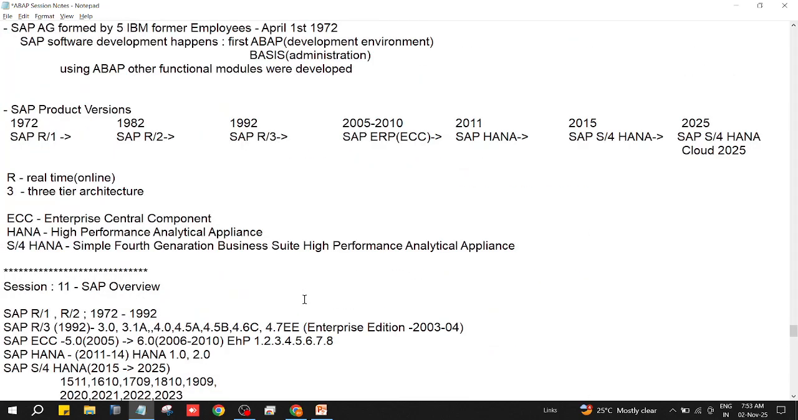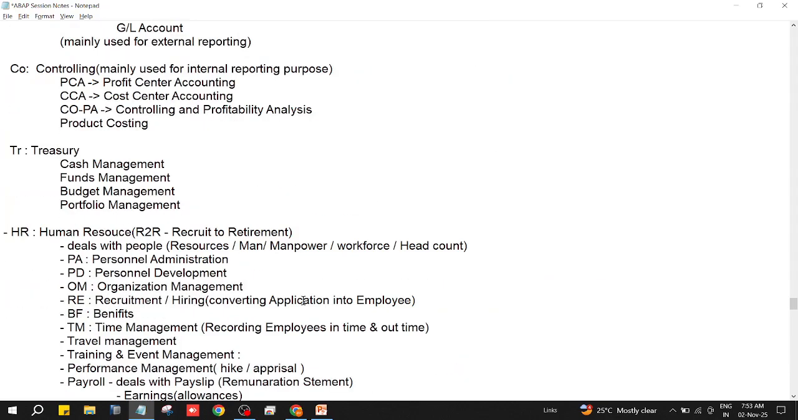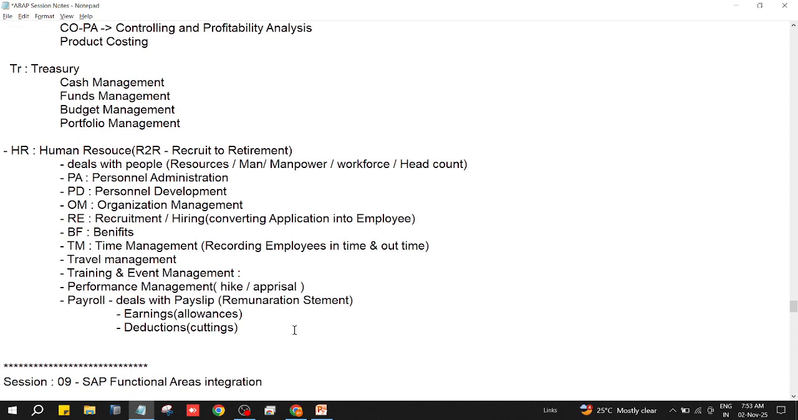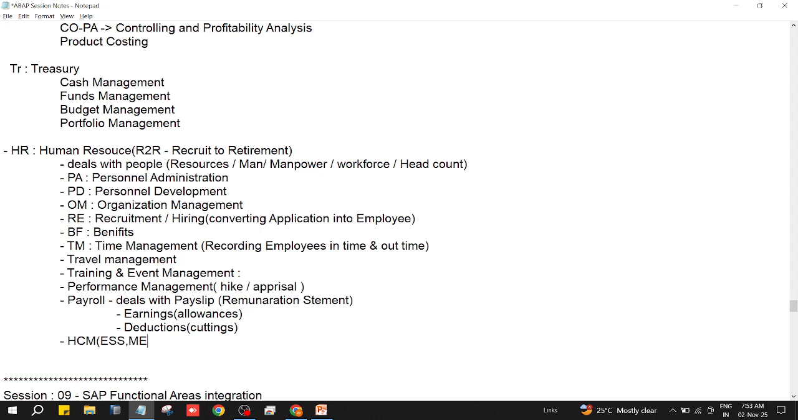I forgot when SAP HR HCM was introduced. In HCM we come across ESS and MSS, employee self-service and manager self-service. Self-service means do your work on your own. Suppose an employee wants to generate a pay slip or apply for leave, you no need to talk to the HR department. Directly you can log in to the portal, check your leaves, apply for the type of leave, and download your pay slips.